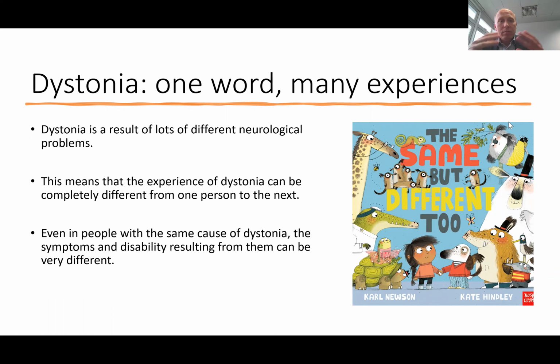So it is one condition in a sense, a condition where the brain's not controlling the muscles in a particular way, causing abnormal postures. But there's lots of different causes and lots of different personal experiences of what happens with dystonia. And I think that's important to recognize, particularly when you're in a meeting such as this with lots of people who likely have lots of different types of dystonia. Obviously, not everybody's experience is going to be similar to your own.